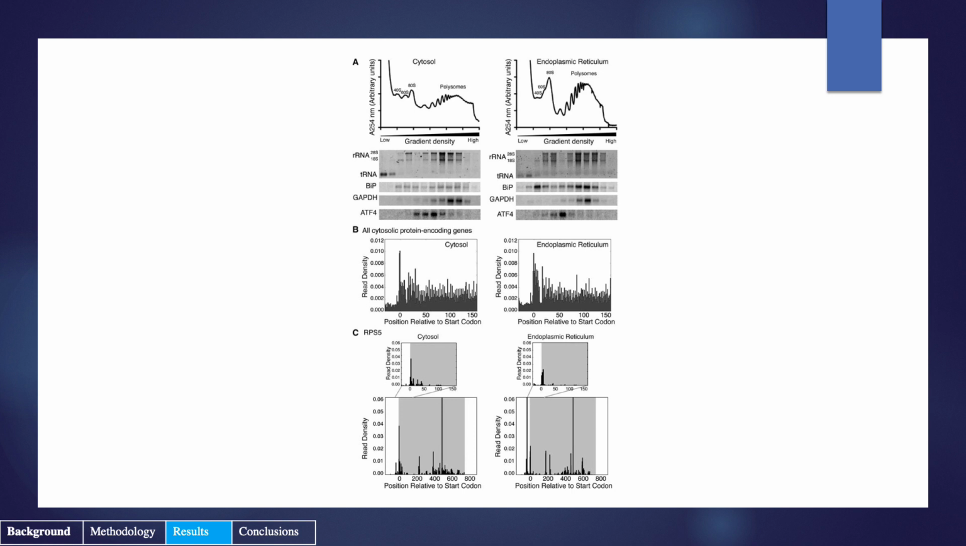So overall, the ribosome footprinting patterns of the cytosolic and ER-associated mRNA populations are very similar. So this all ties in to their hypothesis of further showing that the cytosolic mRNA can be in close proximity and be translated by these membrane-bound ribosomes.